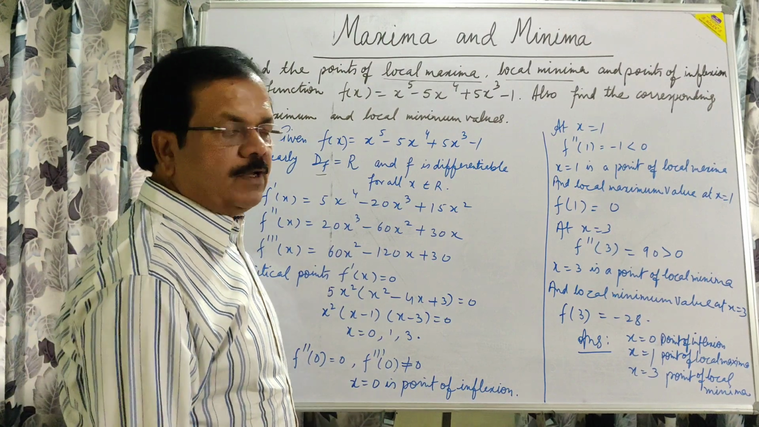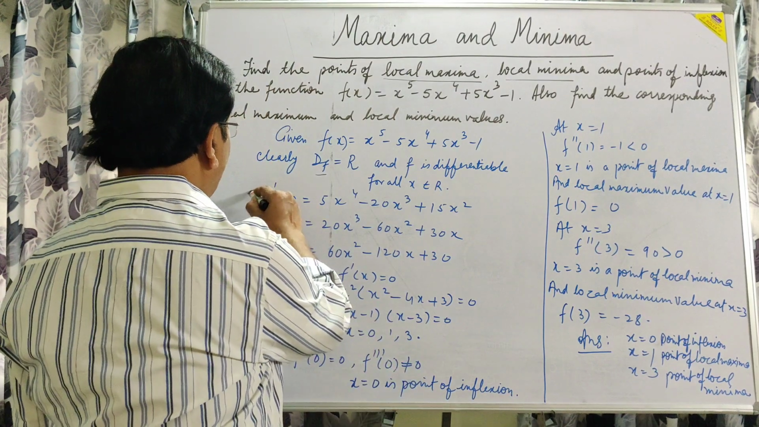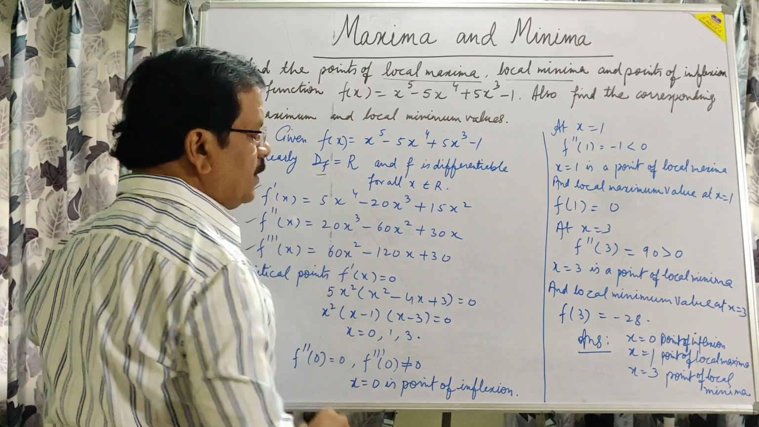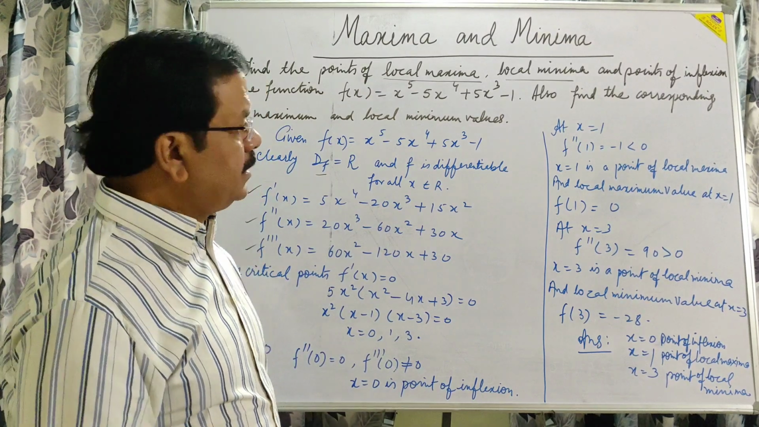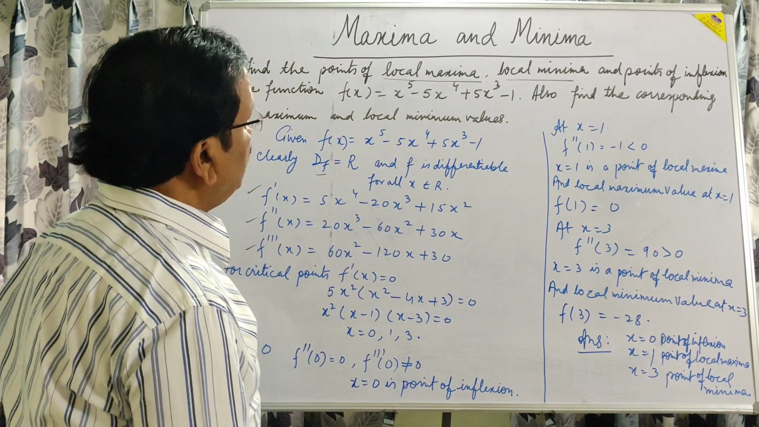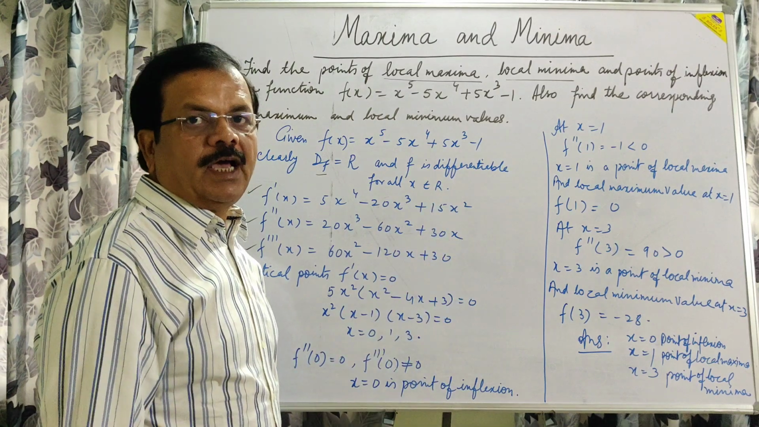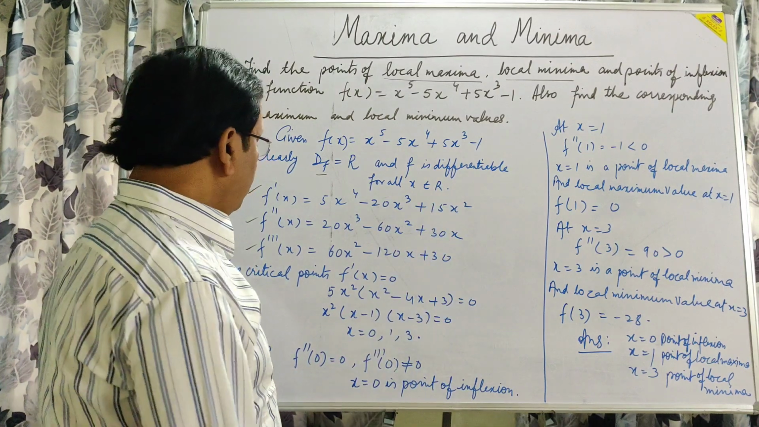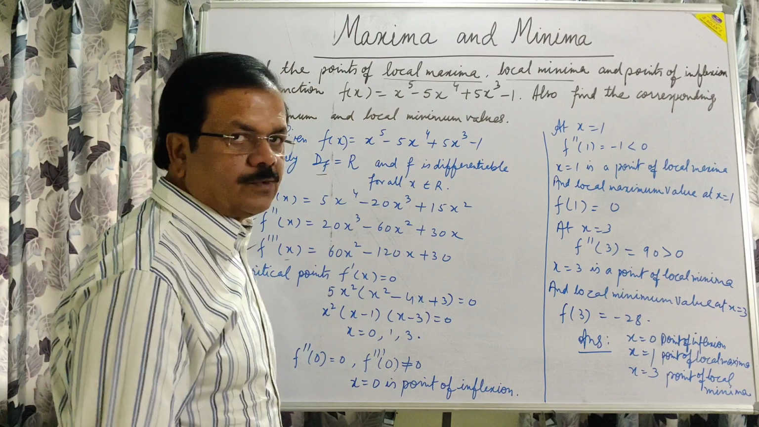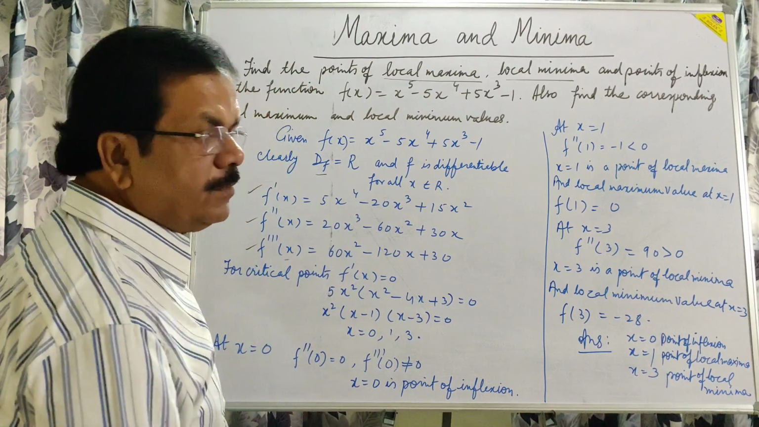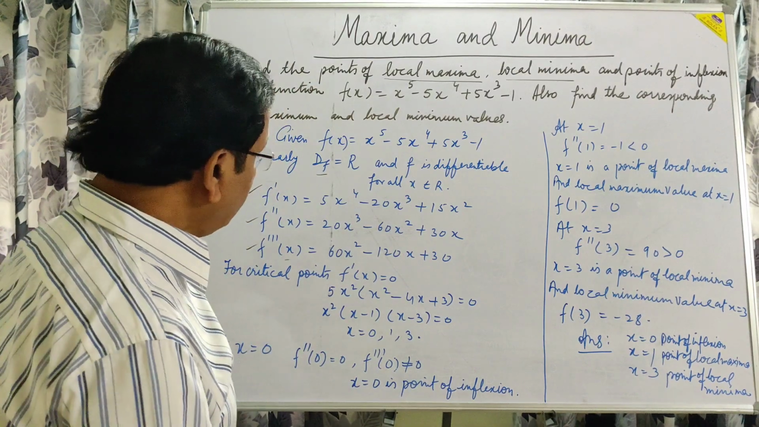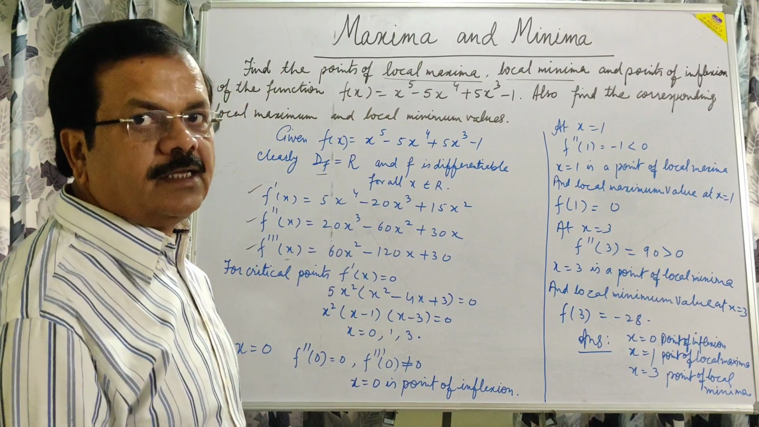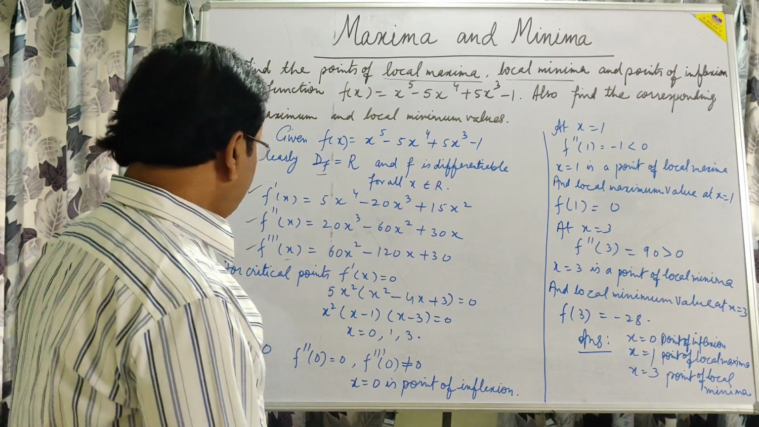At a time we'll find f dash x, f double dash x and f triple dash x, because we have to find the point of inflection also, and for that verification we need f triple dash x also. If that does not come to 0, fine; if that comes 0, then we'll require some more higher derivatives.